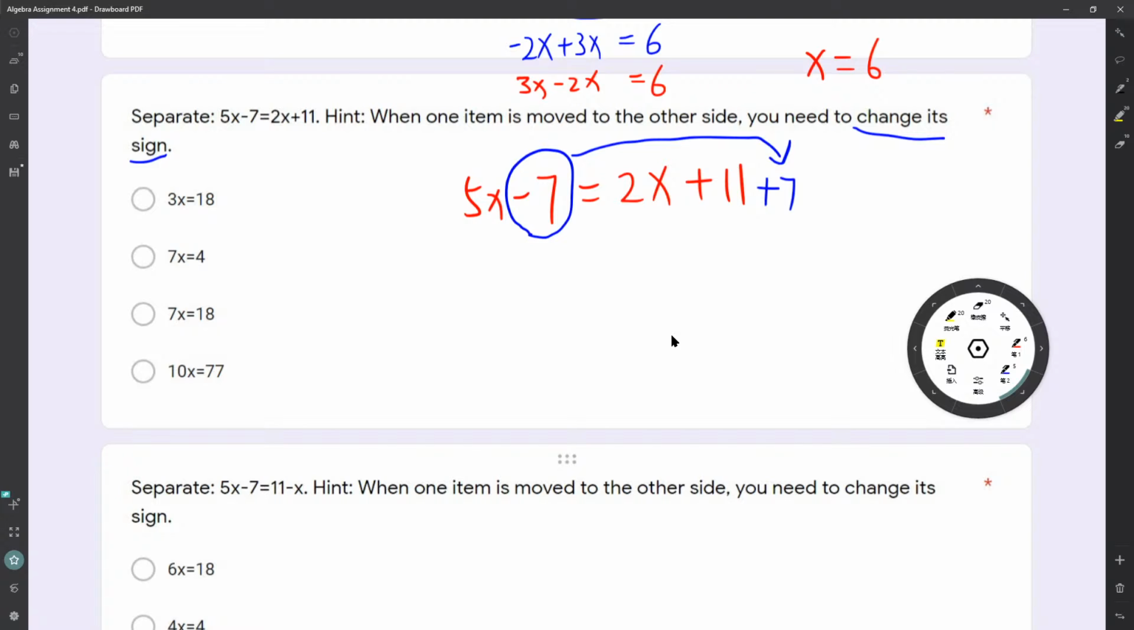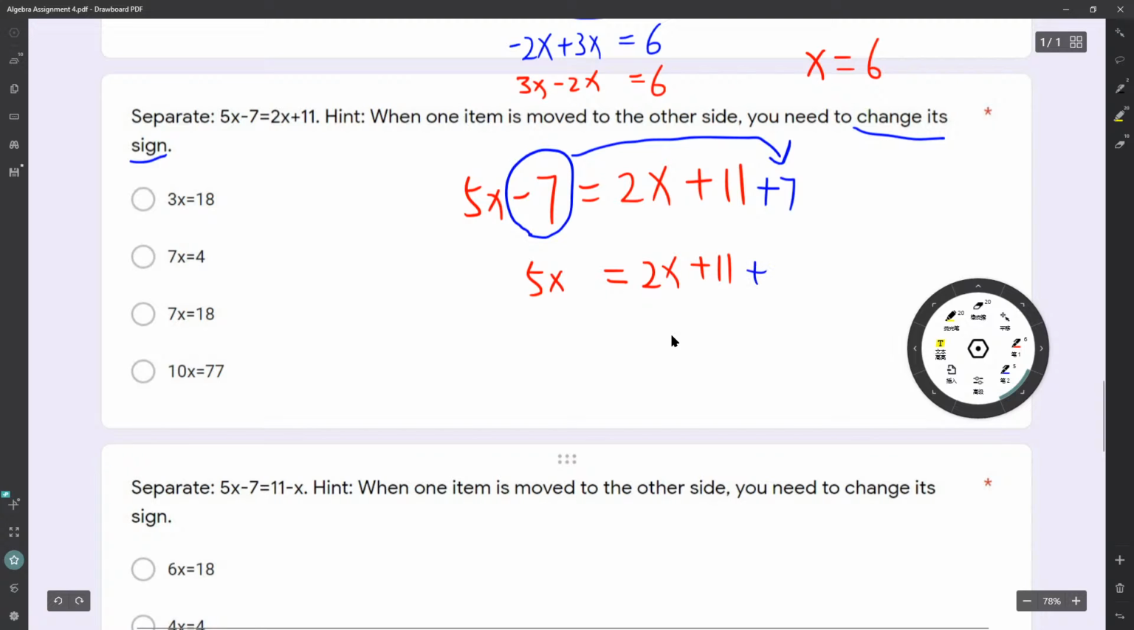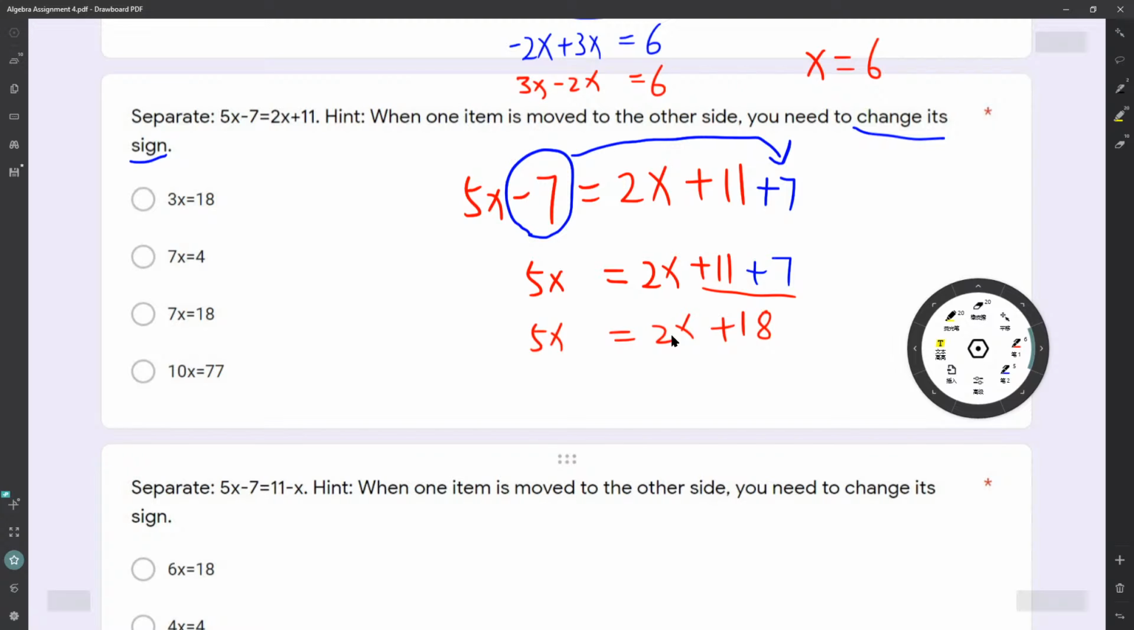So it's negative, it changed the sign to become a positive, and we have 5x, right? 5x left here equals 2x plus 11 plus 7. And again, see here, we can actually simplify this right now. This is going to be 18. So let's write down 5x equals to 2x plus 18, because this is 18.